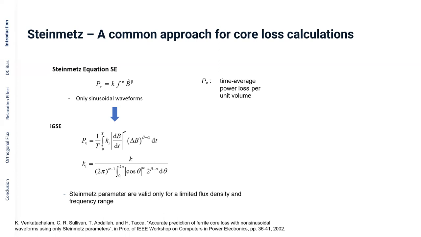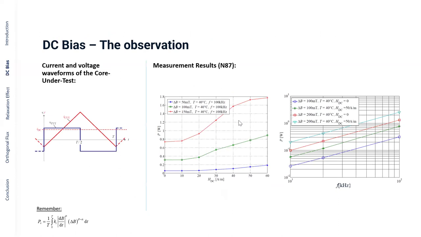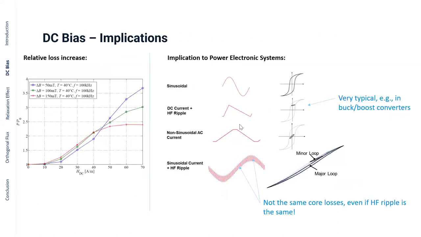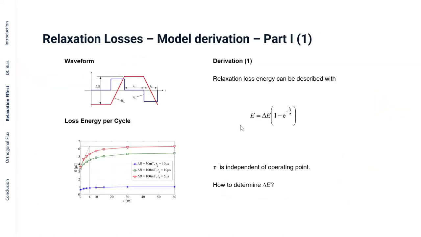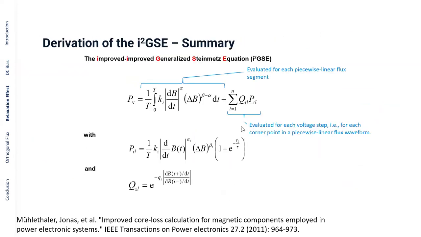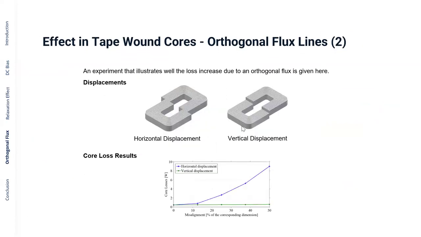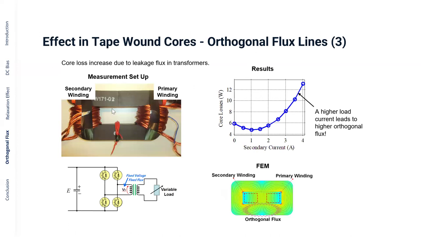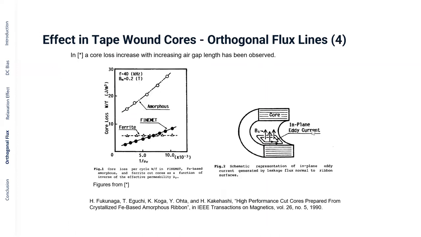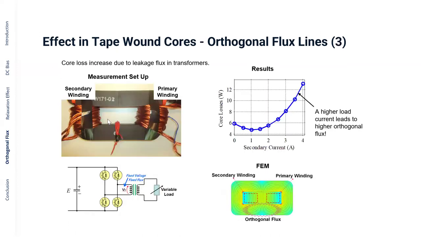The question is, does leakage inductance affect the core losses? Not directly, except in this case. If the leakage inductance is big, it means you have a high path where orthogonal flux, or how they call it, in-plane eddy current, can occur, and then you have higher core losses. But if you have a ferrite material, that's not a problem.